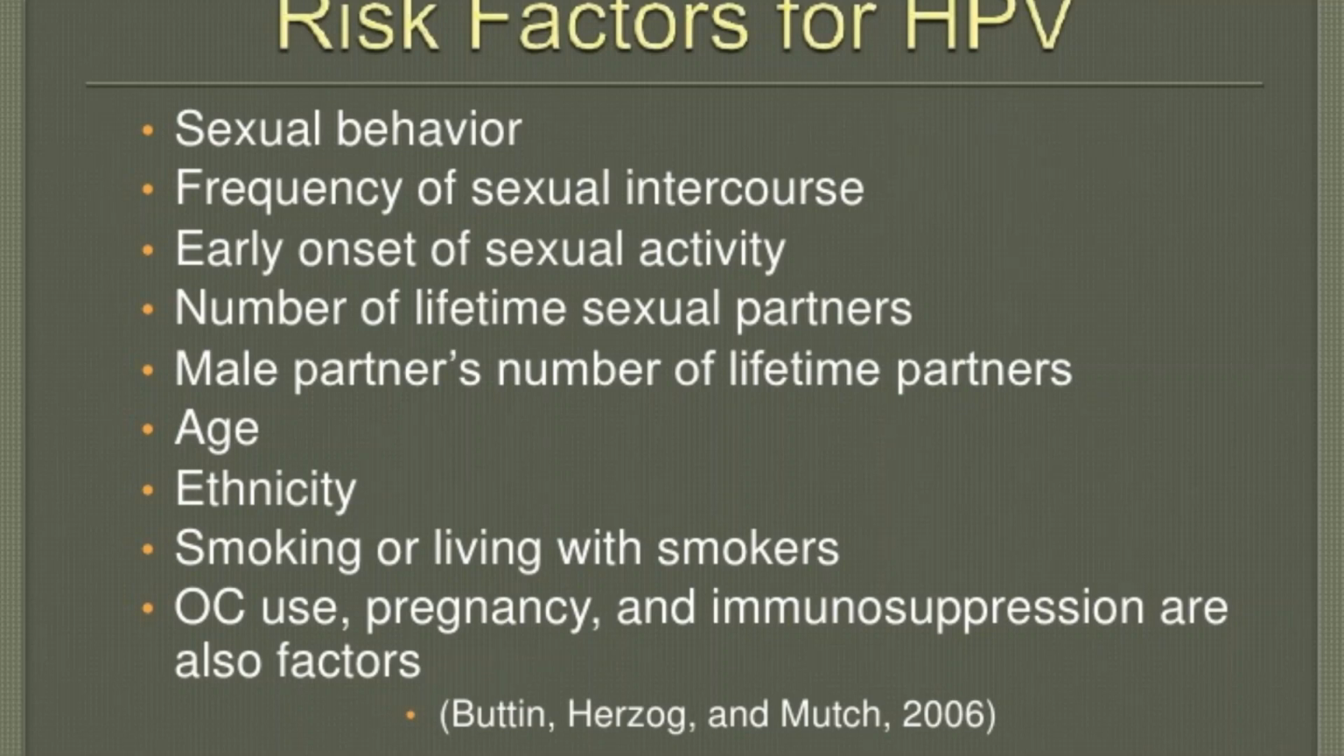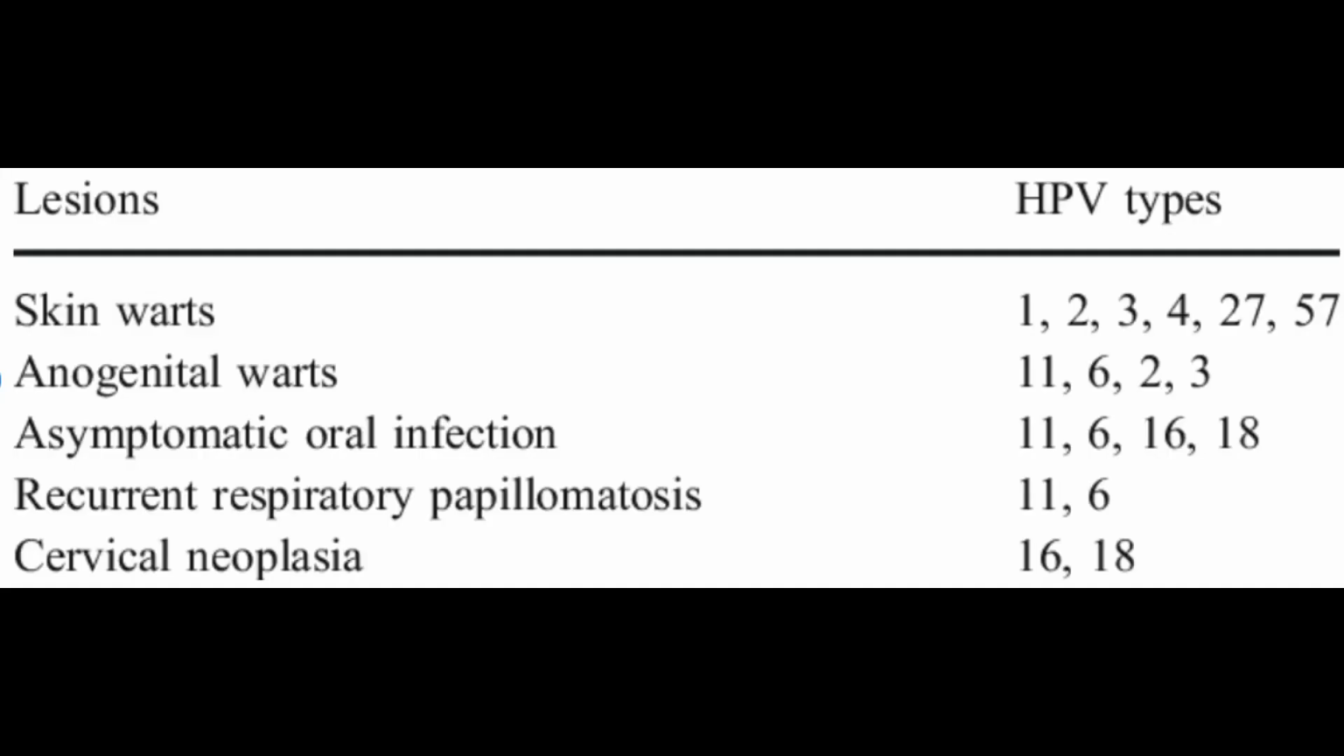Now let me tell you the complications. Oral and upper respiratory lesions. Some HPV infections cause lesions on your tongue, tonsils, soft palate, or within your larynx and nose. Cancer. Certain types of HPV can cause cervical cancer. These strains might also contribute to cancer of the genital, anus, mouth, and upper respiratory tract.